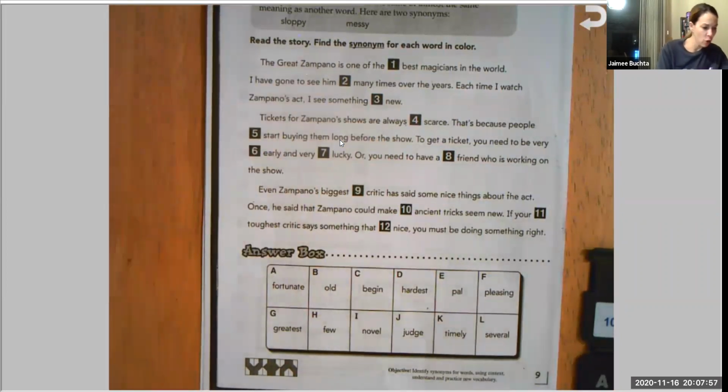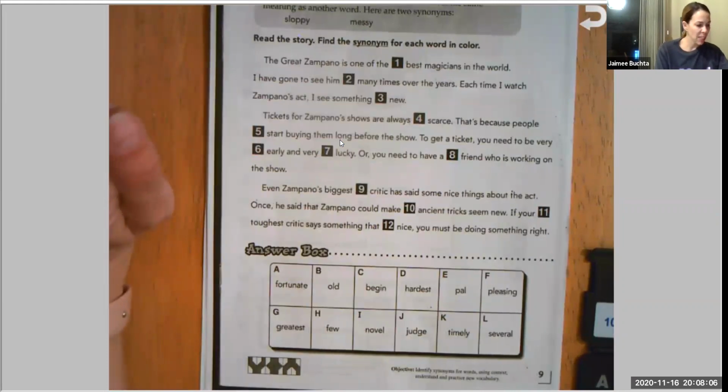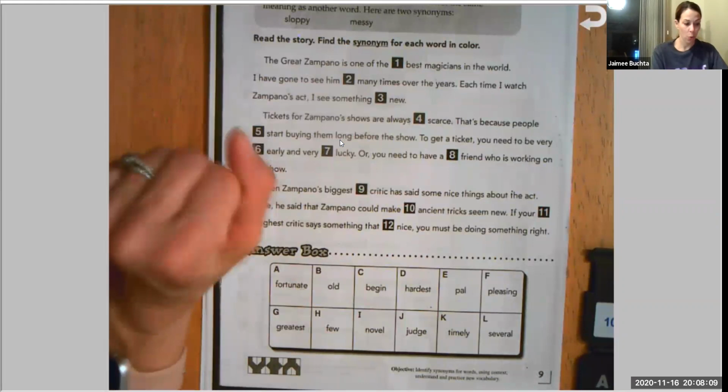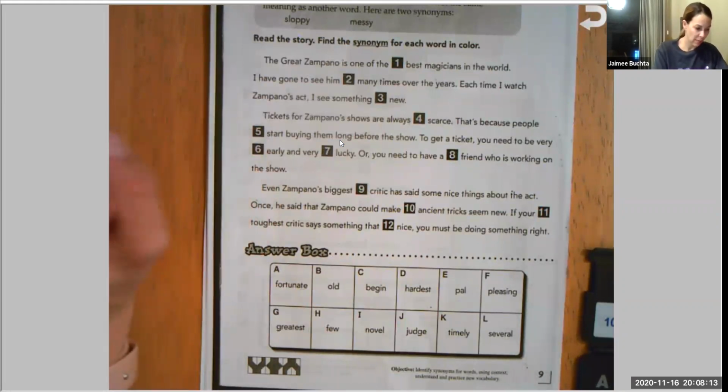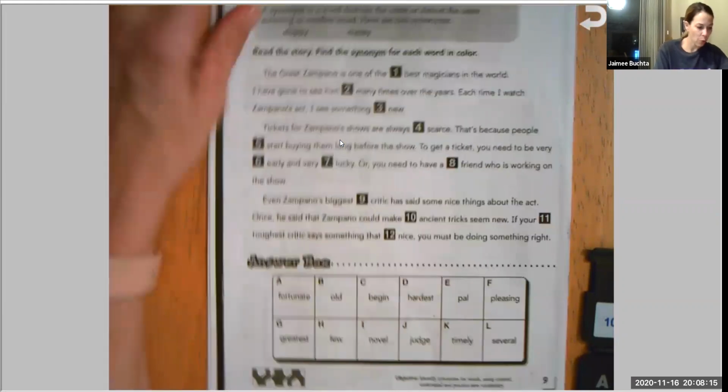Tickets to Zampano shows are always scarce. His tickets are scarce. I'm going to keep reading to see if I can figure out a little bit more in context. That's because people start buying them long before the show. To get a ticket, you need to be very early and very lucky, or you need to have a friend who's working in the show.